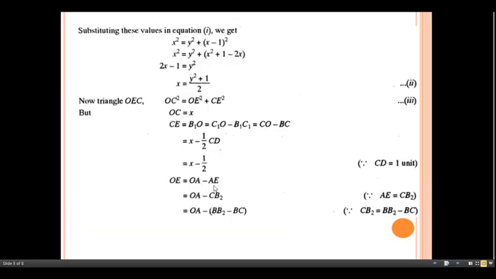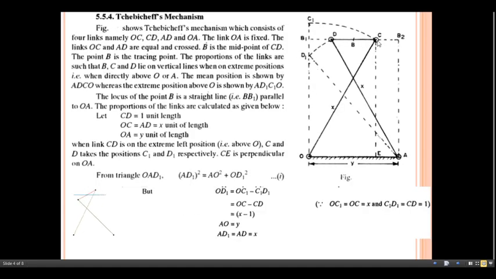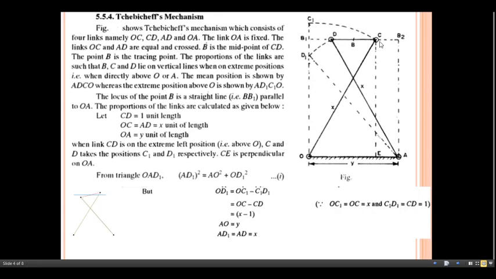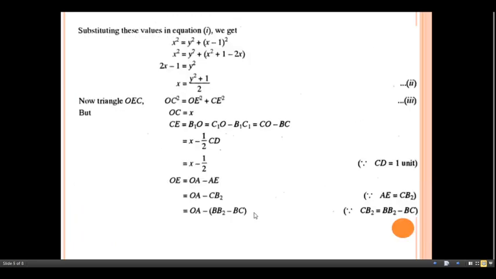Already written here. So what's about this EA? EA is nothing but the CB2. So what's about this CB2? CB2 is nothing but BB2 minus BC. Here you just see BB2 minus BC. If I write this in this way, here clearly written BB2 minus BC is nothing but CB2. Now just proceed for the next one, OA minus BB2 minus BC.